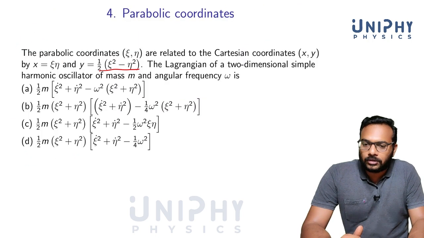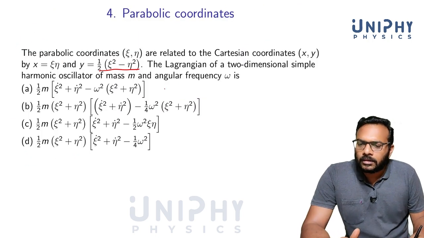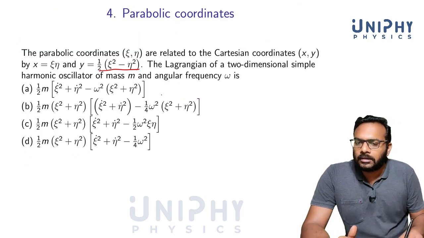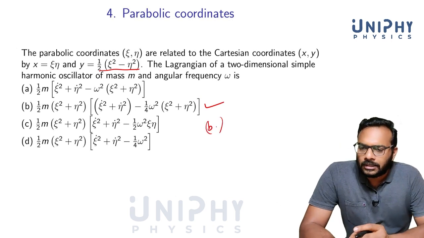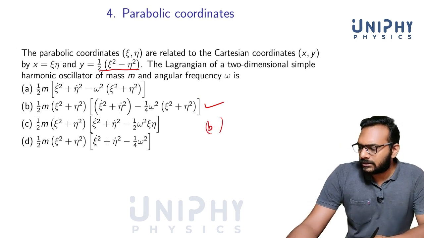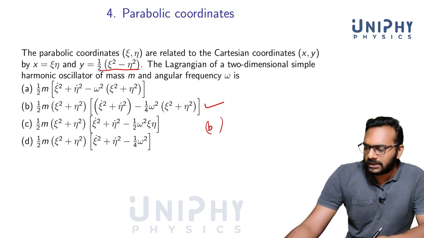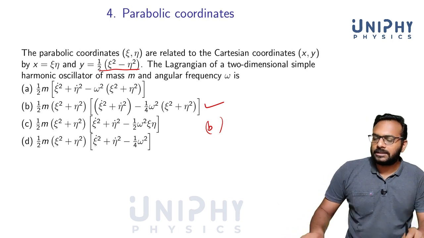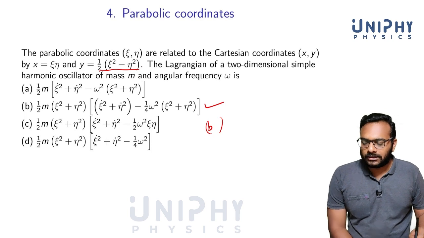Do we have this in the options? Yeah, I think it's this. Option B is the correct answer: half m psi square plus eta square multiplied by psi dot square plus eta dot square minus omega square by 4 psi square plus eta square.